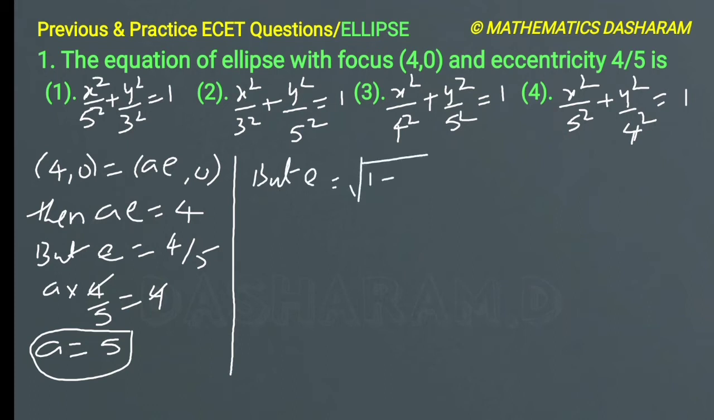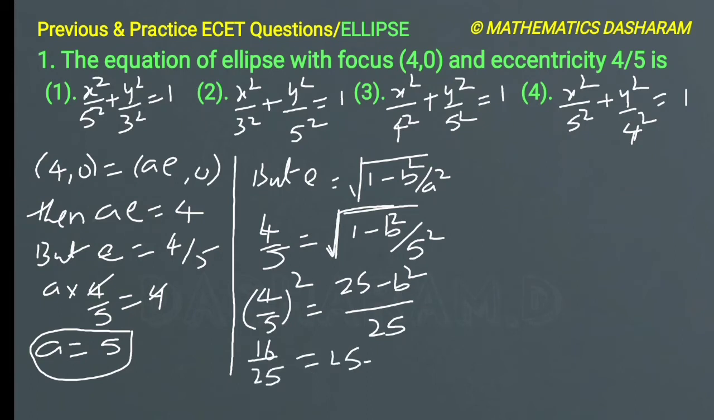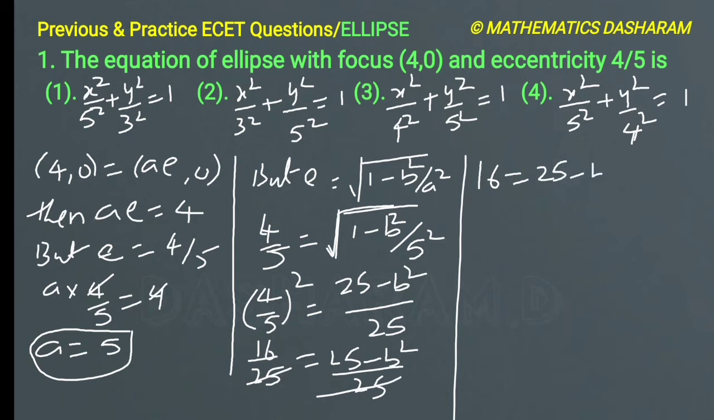The E formula is under root 1 minus B square divided by A square. So then E value is already given, that is 4 by 5. It equals under root 1 minus B square divided by A square value, 5 square. Now the square root transposed to the left side, then it will become square. And here 5 square is 25, so 25 minus B square. Now 16 divided by 25 equals 25 minus B square divided by 25.